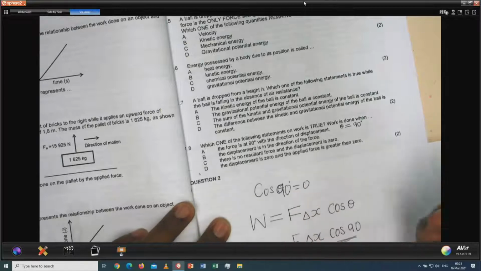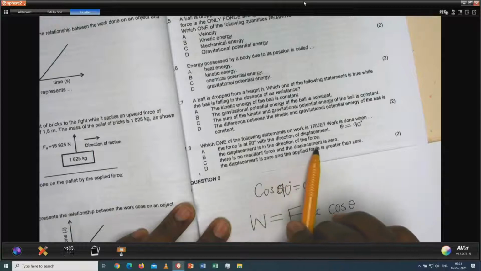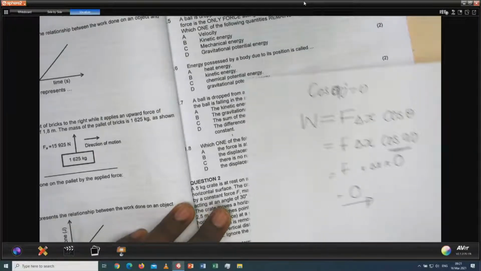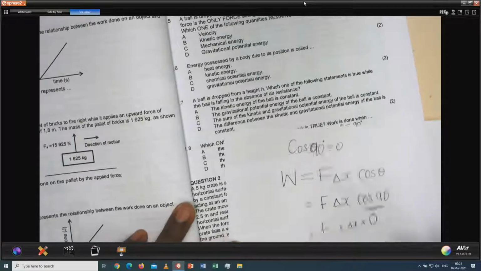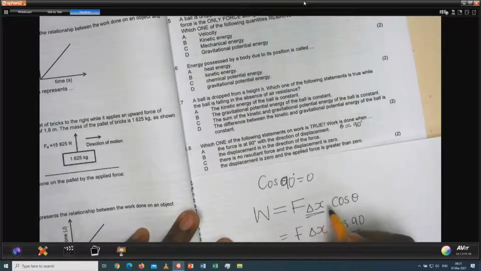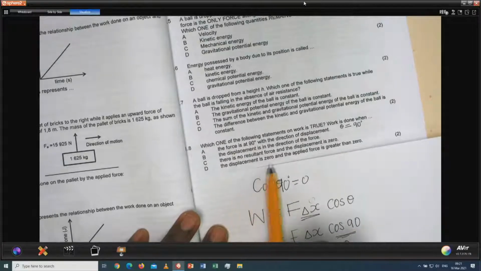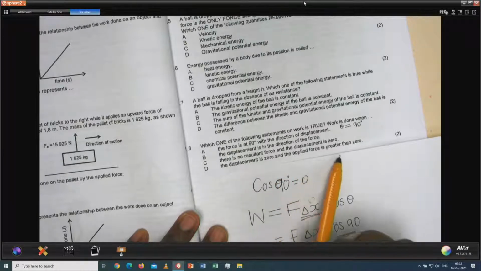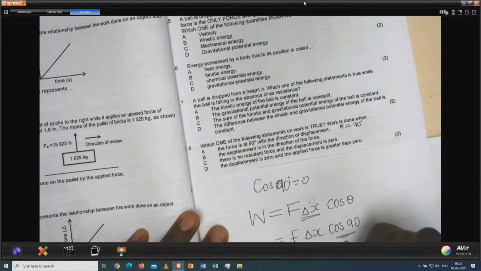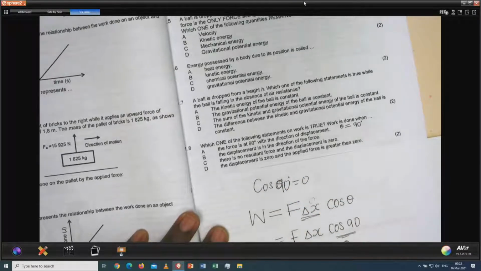Let's just go further and argue the others. There is no resultant force and the displacement is 0. A resultant force is 0 and displacement is 0. So if this is 0, that means no work will be done. The option D, the displacement is 0 and the applied force is greater than 0. Even if the applied force is there, if there is no change in position, then the work done will be 0. So the correct answer there will be B.